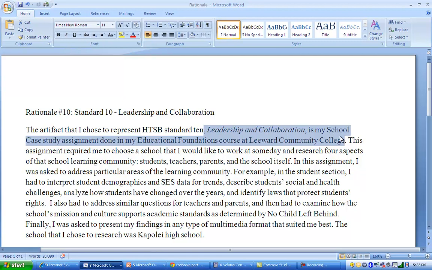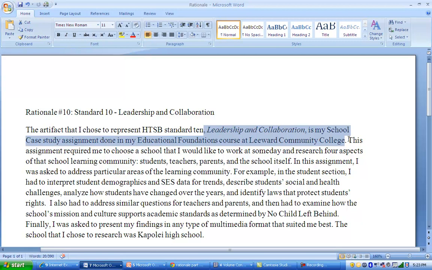Notice that I did not assume that the reader would know I took it at Leeward. I could have taken it at Manoa. I also didn't assume they would know my course, so I just said Educational Foundations, and I included the actual study assignment. So in this way, any reader will have a general idea of where that came from. Then the rest of it is going to be talking about what were the requirements of that assignment.